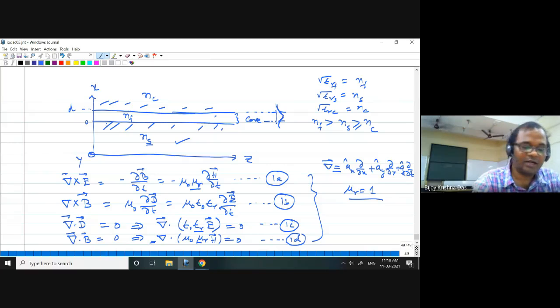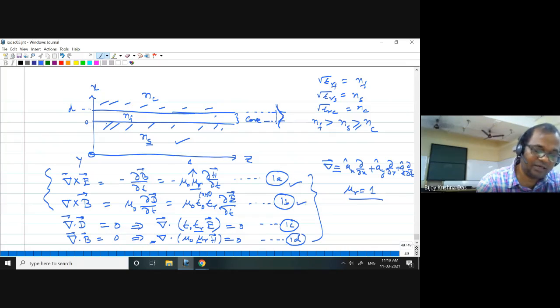No. Then let us move on. One more thing I should mention is that you can directly solve these four equations, particularly the two curl equations. If you know mu r is 1 and epsilon r is a function of x, y, z, and so on, then it is just a differential equation. Equations 1a and 1b are simply differential equations, and they are also known as the point form of Maxwell's equations. There are two different types of Maxwell's equations we write down, right?